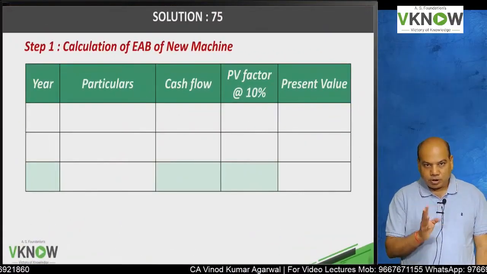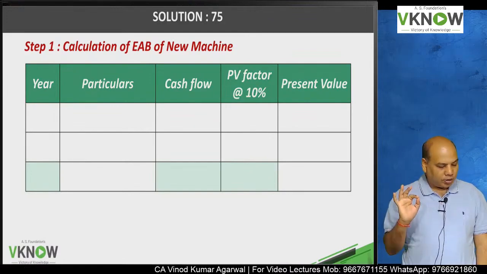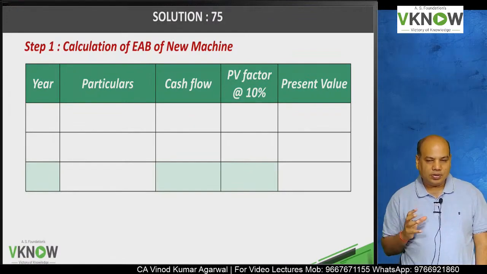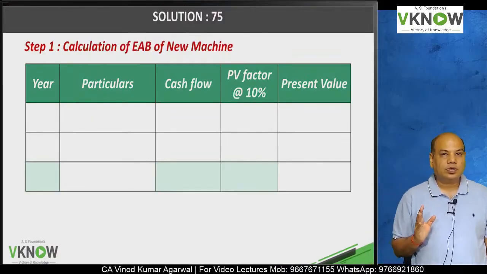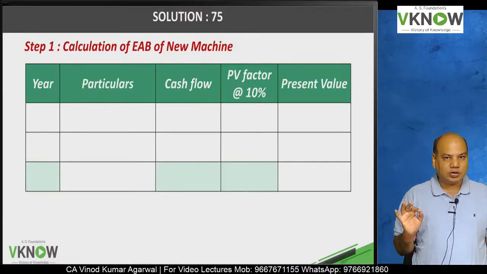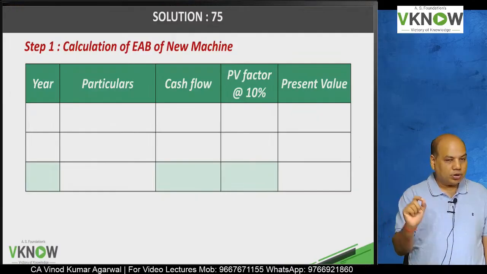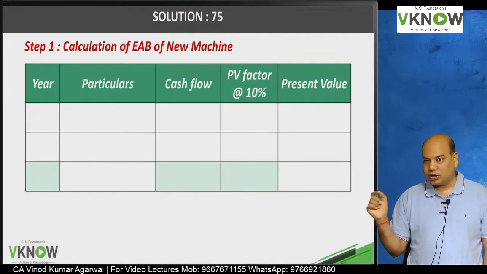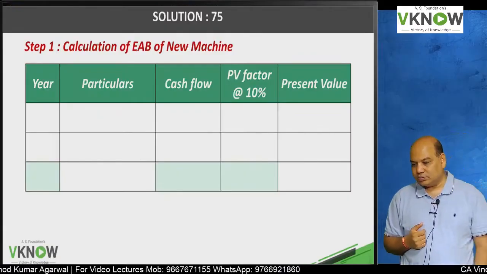So like the previous problem I am going to solve. This problem has revenue also. The other two or three questions we solved had only cost implication. This has revenue implication also. So you will write step 1, computation of EAB of the new machine.